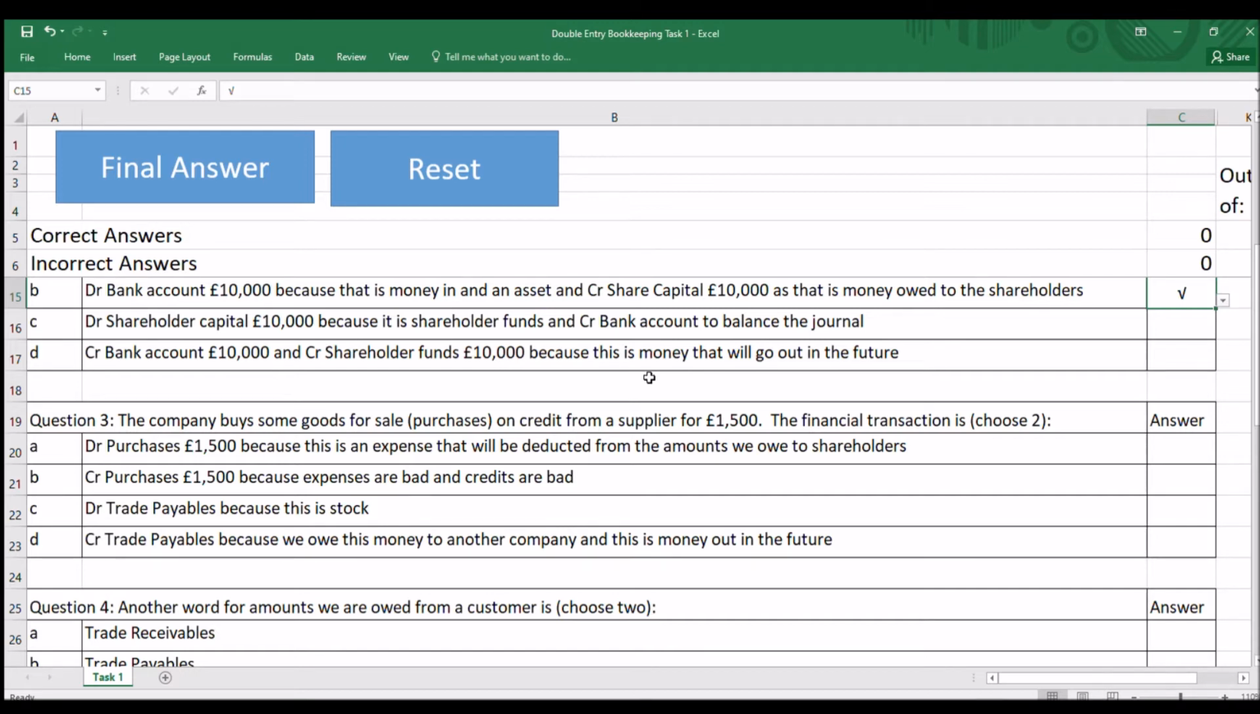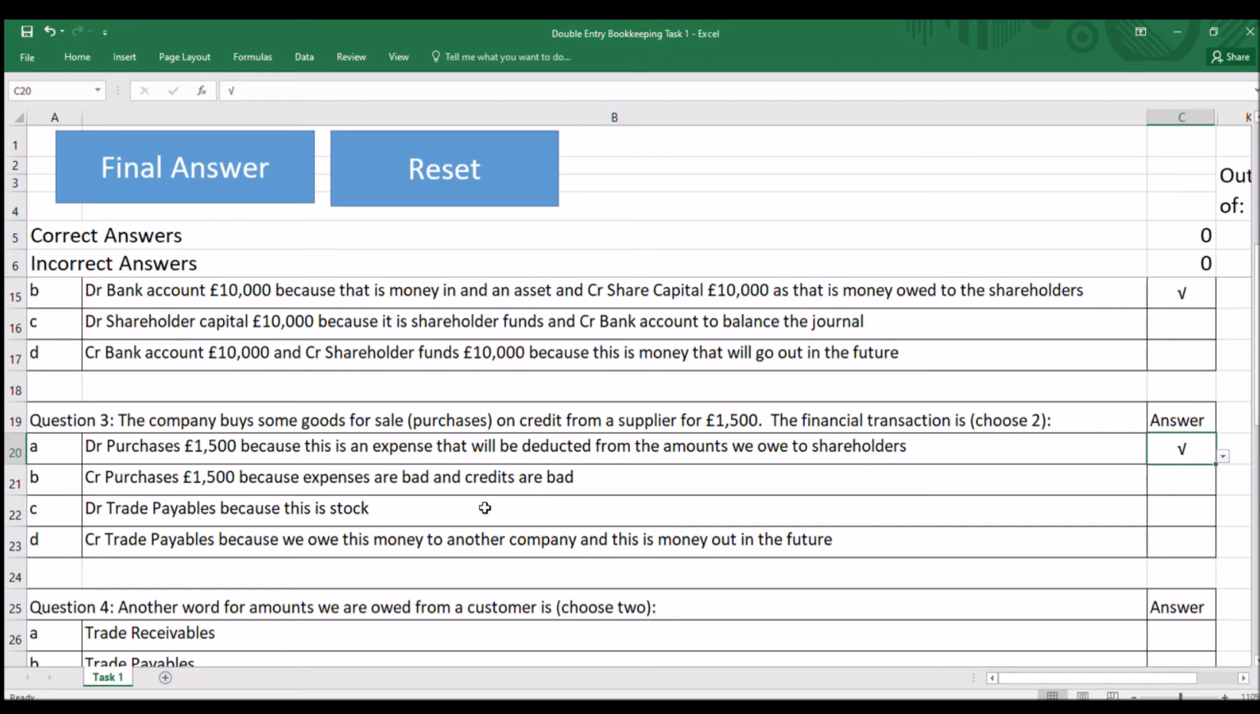Okay, so the purchases are expenses, and this is money which we won't be paying to the shareholders' capital. So shareholders is a money out item, money that we won't be paying to them, a reduction. So a reduction in the money out item is debit purchases. So that will be the first one, debit purchases. And then the supplier, we're going to pay them in future. So that is going to be a payment to the supplier in future. It is increasing, so it's an increase in a money out item, so that's going to be credit trade payables.